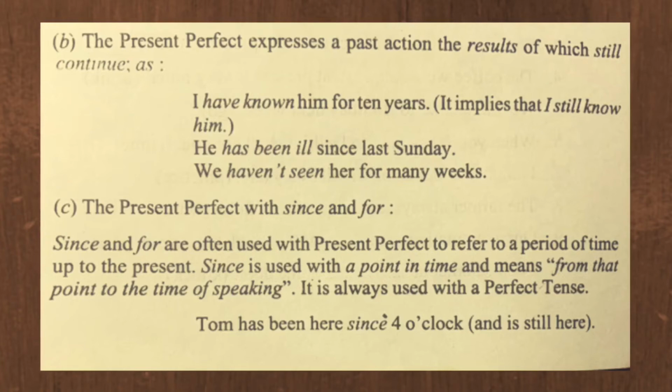The present perfect tense with since and for. Since and for are often used with present perfect tense to refer to a period of time up to the present. Since is used with a point in time and means from that point to the time of speaking. It is always used with a perfect tense. Tom has been here since 4 o'clock and is still here.